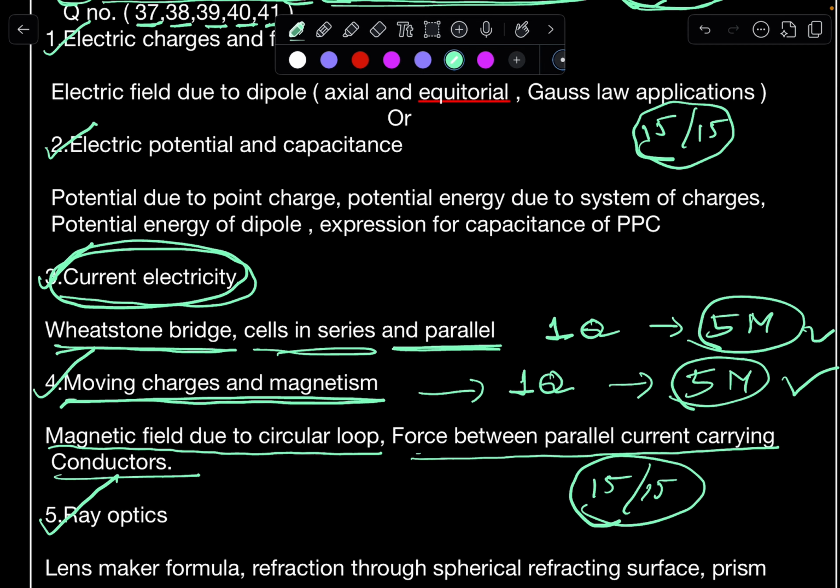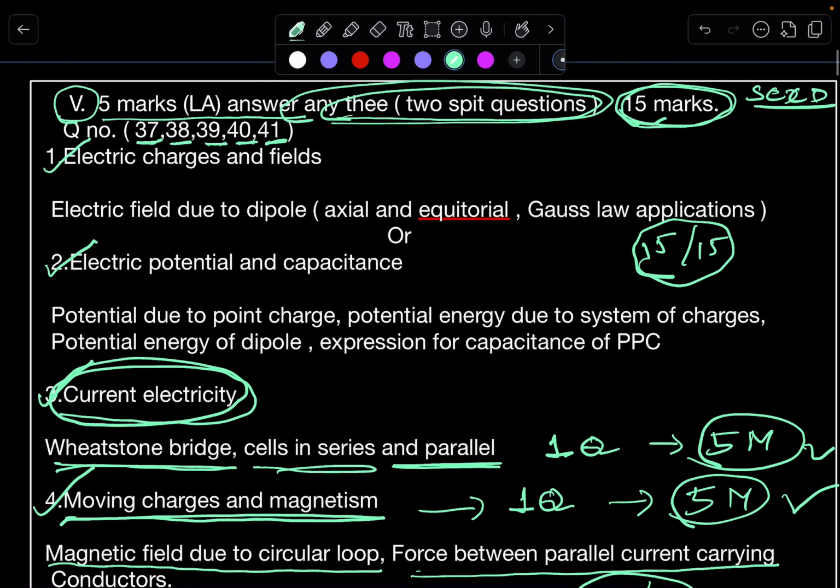For a safe zone, you can practice one more chapter, because sometimes if they twist any question, you have to select one more question, right? For that you can choose electric charges and fields, because here the derivations are very simple, only 5 long answer derivations will be there.